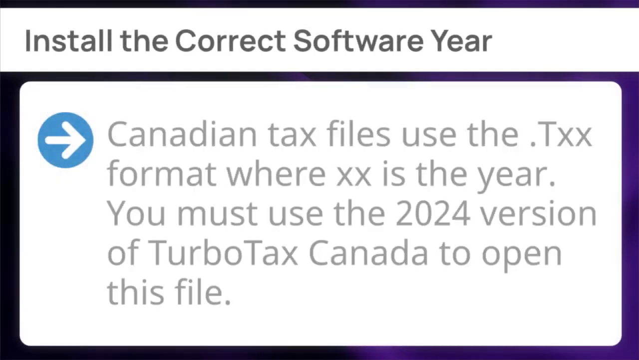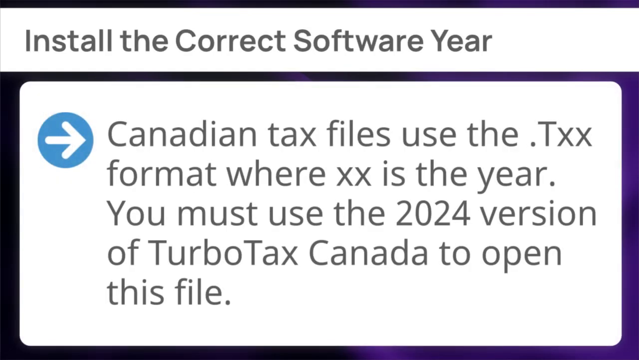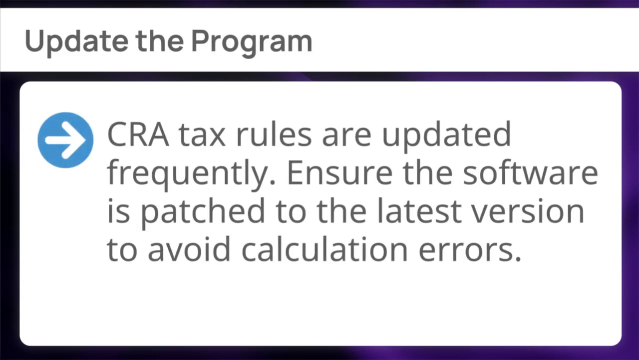First, install the correct software year. Canadian tax files use the T24 format, where XX is the year. You must use the 2024 version of TurboTax Canada to open this file. Next, update the program. CRA tax rules are updated frequently. Ensure the software is patched to the latest version to avoid calculation errors.